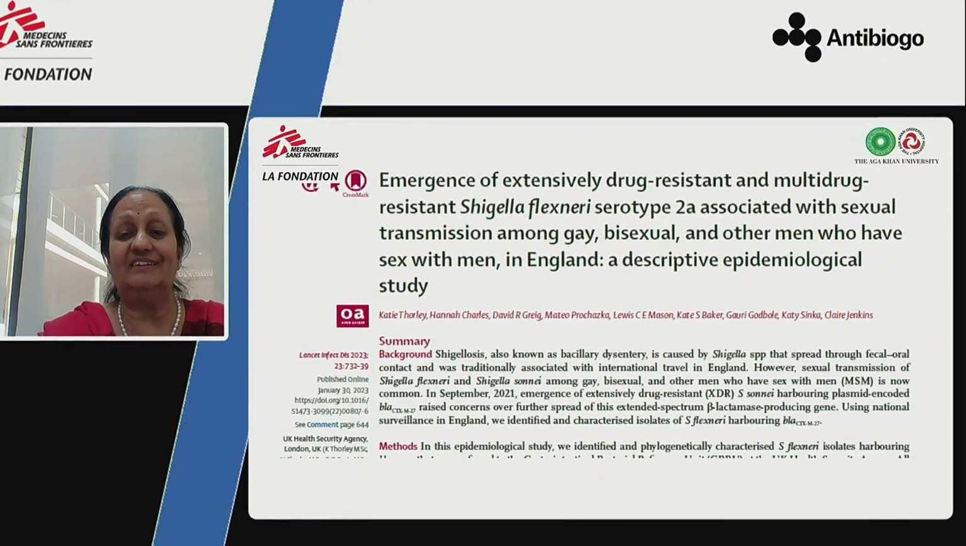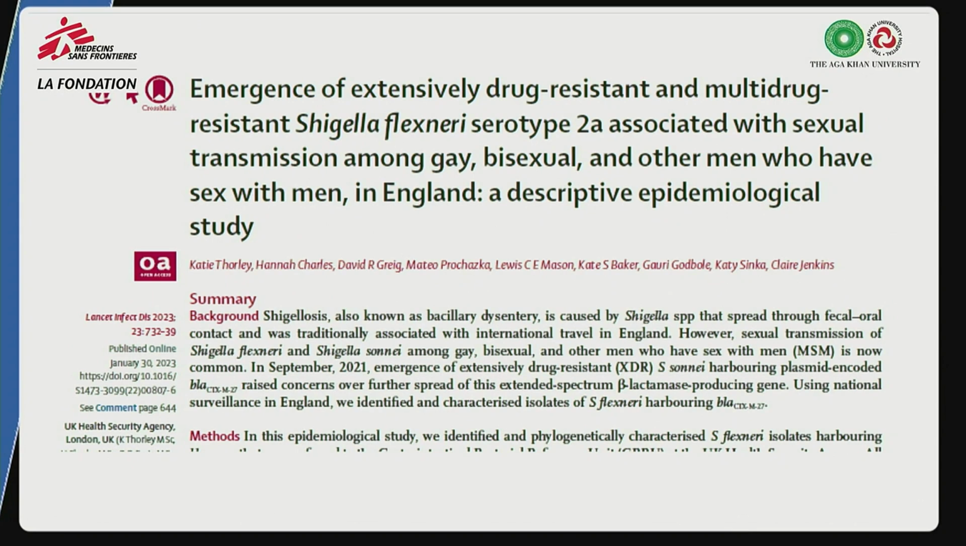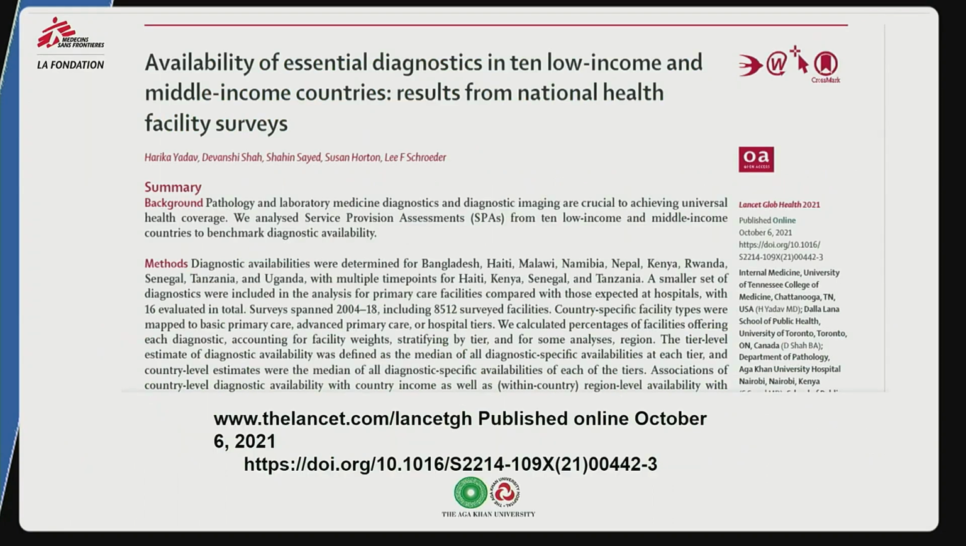Emergence of extensively drug-resistant Shigella. Now, how does anyone know this without a microbiology laboratory? This report is from England, but if this happened in any of the public sector hospitals in our setting in East Africa, we won't know because we don't have that kind of microbiology labs.